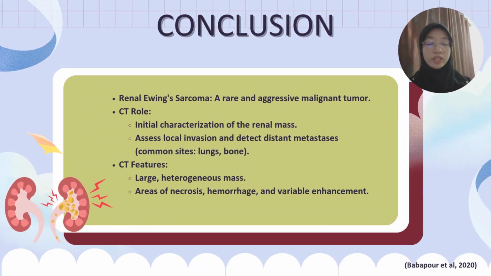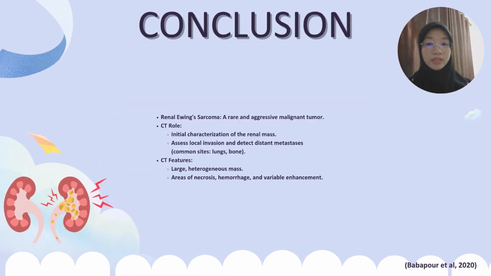Assalamualaikum, I'm Saydatul. For the conclusion, renal Ewing sarcoma is a rare and aggressive tumor. CT imaging in sagittal, coronal, and axial planes is used to assess the tumor, evaluate local invasion, and identify distant metastasis. On CT, it usually appears as a large heterogeneous mass with areas of necrosis, hemorrhage, and variable enhancement.